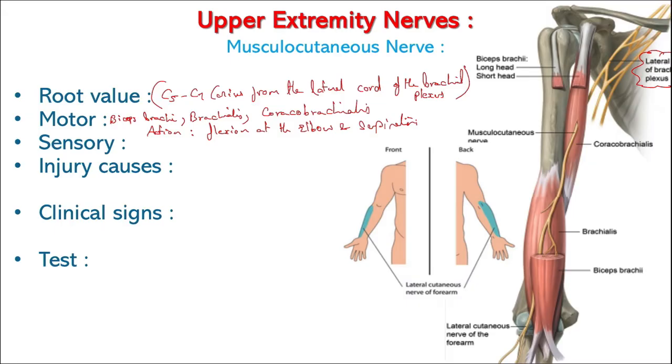Now the sensory innervation of the musculocutaneous nerve: it will pass sensation to the lateral forearm. The lateral forearm gets sensation via the lateral cutaneous nerve, because the musculocutaneous nerve divides into two parts. That forearm part gets sensation because of the lateral cutaneous nerve, a branch of the musculocutaneous nerve.